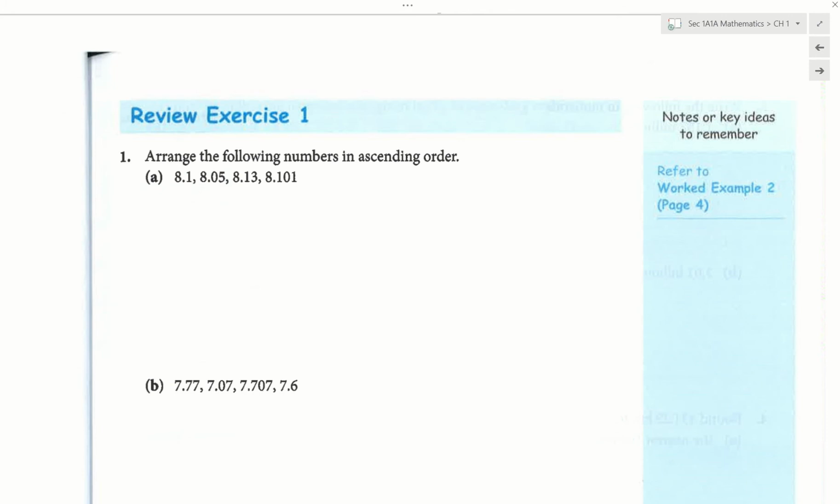Okay, now first, part A, 1A. Who wants to help us with this? Raise your hand. Okay, yes? Your answer?